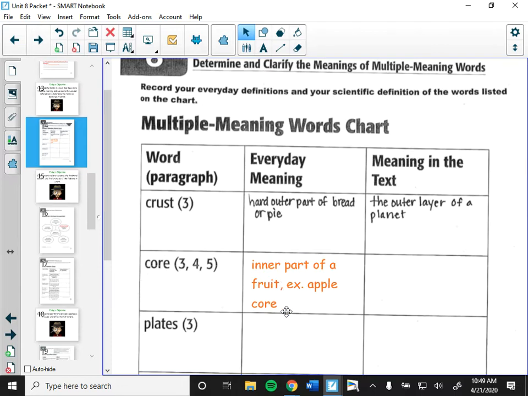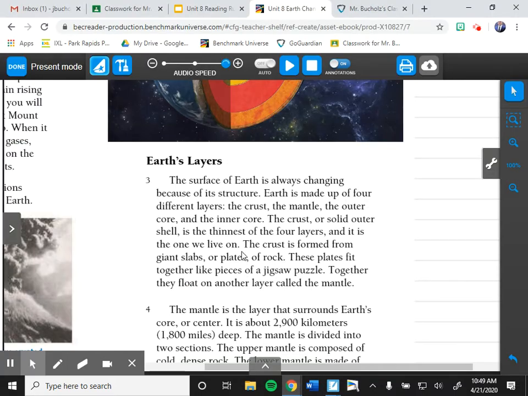But when I read the word crust in that sentence, the crust or the solid outer shell is the thinnest of the 4 layers. It's talking about a different type of crust. The text describes Earth's crust as a solid outer shell made up of giant slabs or plates of rock. The word crust has a scientific meaning in this text. In order for me to understand the text, we need to pay attention to the scientific meaning of this word.